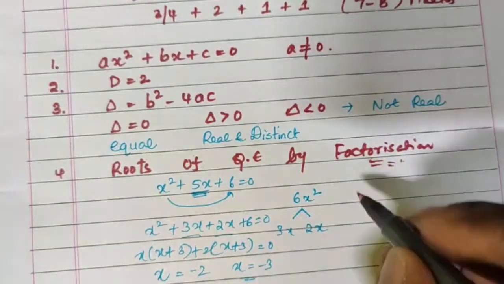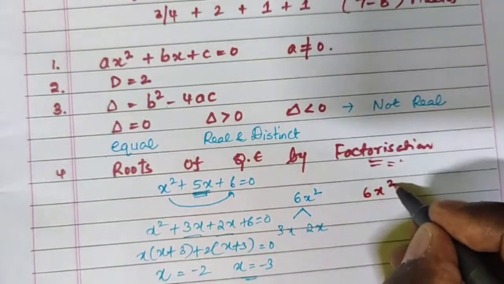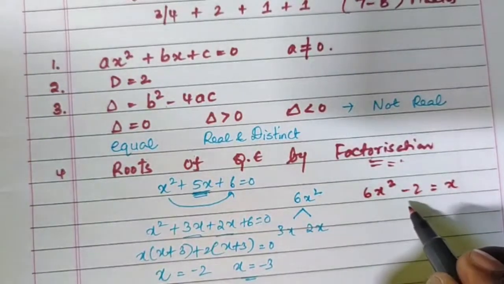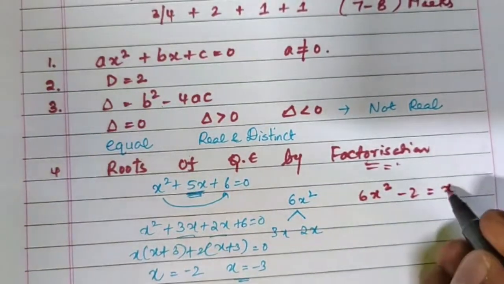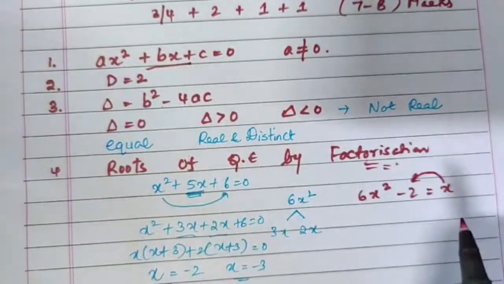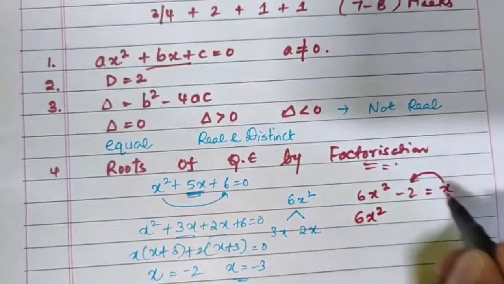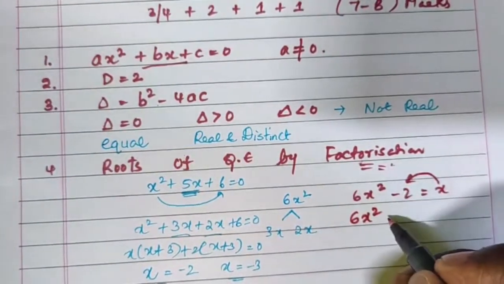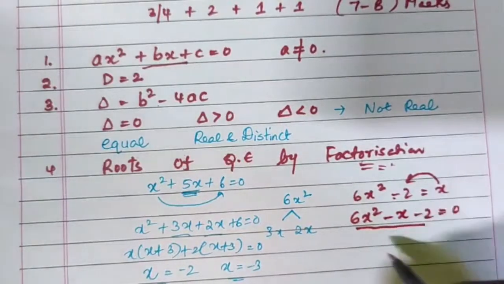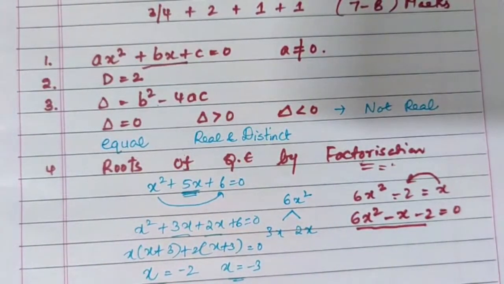For example, 6x square minus 2 equals x. It is a quadratic equation. Is it in standard form? No. What should you do? You should arrange it in the standard form, ax square plus bx plus c. Now shift the x towards the LHS, it becomes minus x, minus 2 equals 0. After converting into standard form, you should find out the zeros, the roots of the quadratic equation.